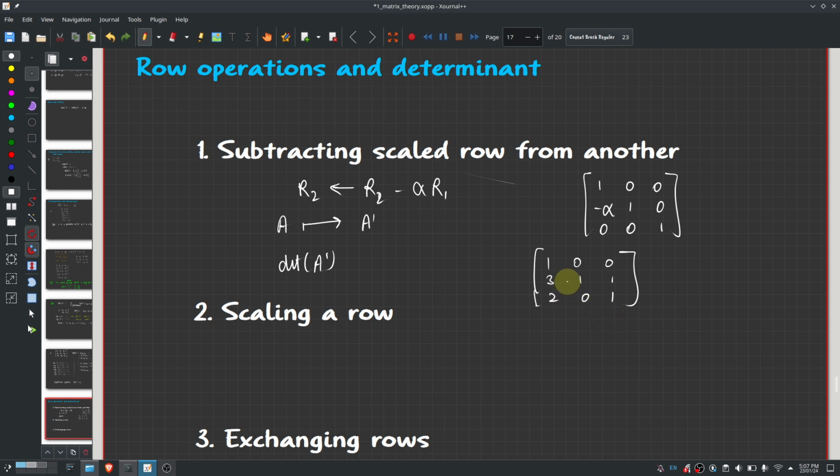Let's say I perform a row operation to convert this entry to be equal to 0. So I take row 2 minus 3 times row 1. What would be the corresponding matrix? 1, 0, 0, 0, 1, 1, 2, 0, 1. What would be the determinant of this matrix? It's also equal to 1. So in general, again, this does not constitute a proof, but you can prove that the determinant does not change if you perform this kind of a row operation.